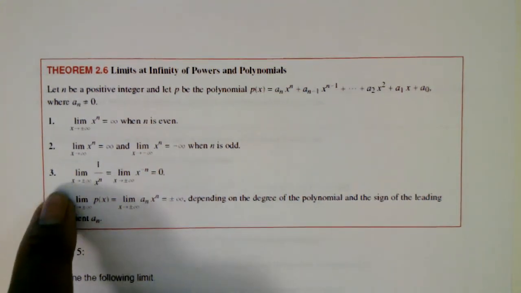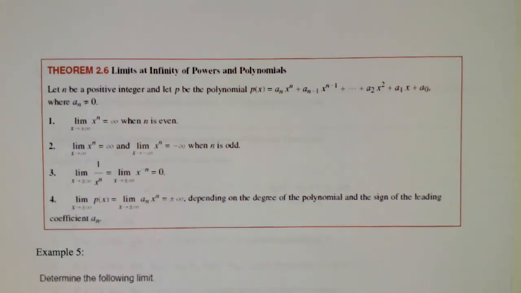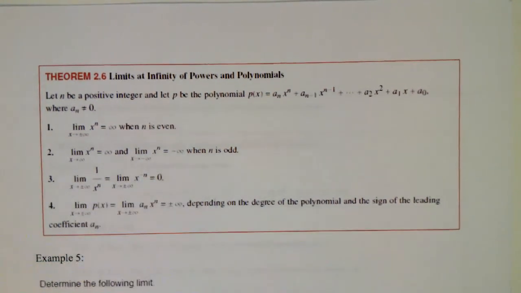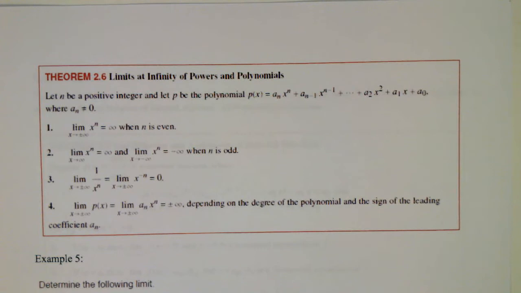Okay, and then number 3, the limit as x approaches plus or minus infinity of 1 over x to the n would go to 0. We've already seen that before. And 1 over x to the n is the same as x to the negative n, if you wrote it as a negative exponent.